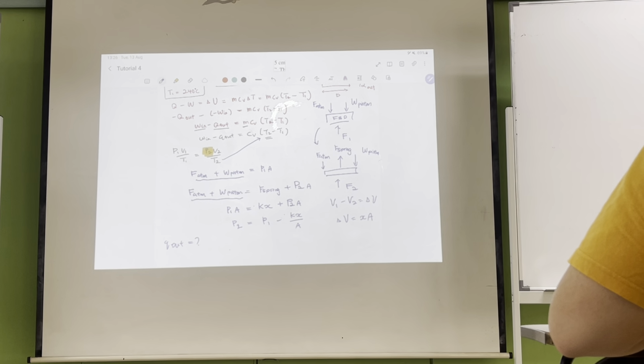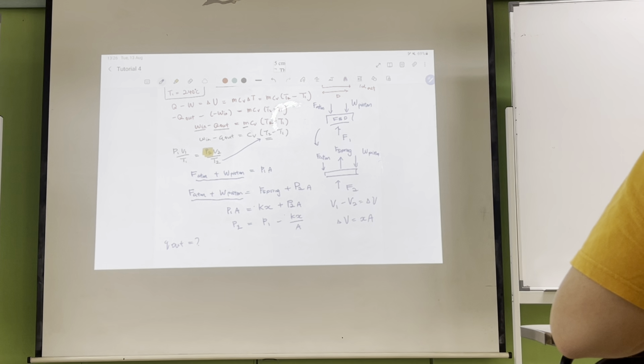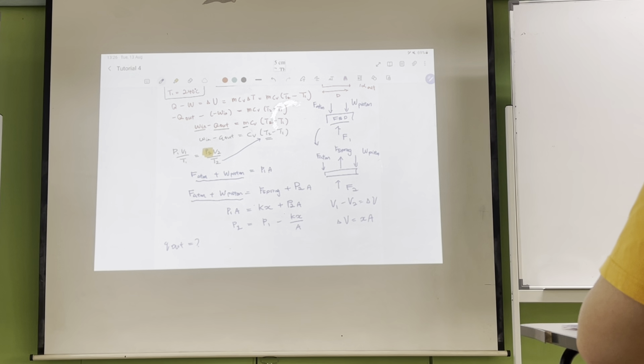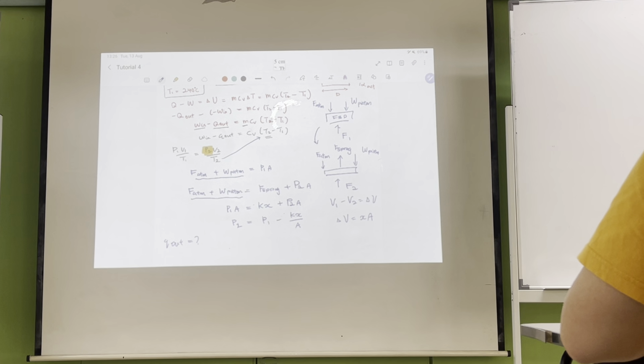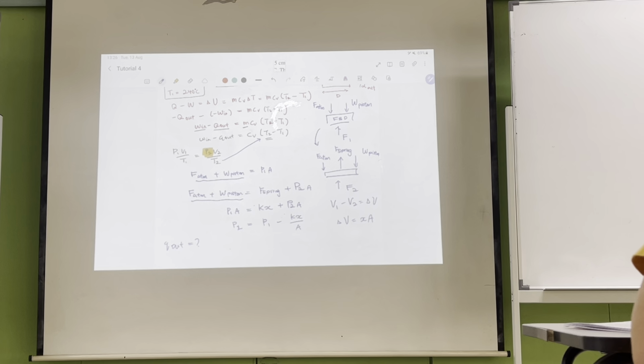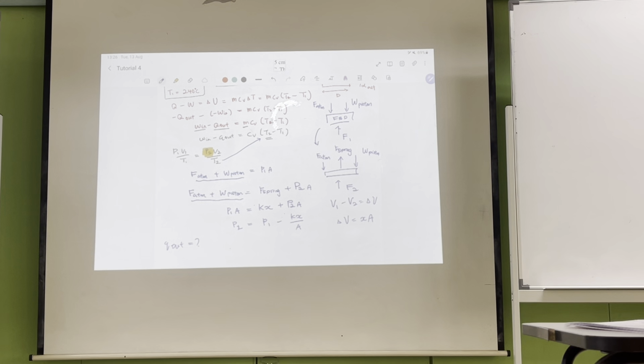Because your boundary work is actually simply the spring work. So in this case you can sub in the work done by the spring, which is, in this case, then it will become kx squared. So you can find Q out.